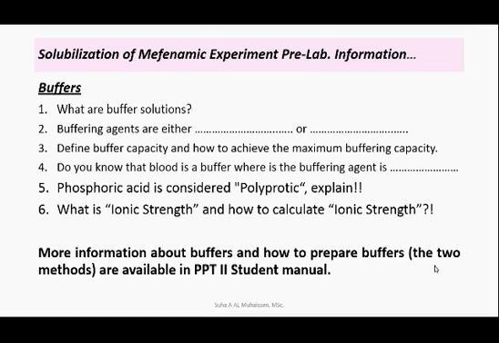As I said in the beginning, we will need to prepare buffer solutions. Buffer solutions are solutions that resist pH changes upon the addition of small increments of strong acids and strong bases, and these buffers are prepared using weak acids with their conjugate bases or weak bases with their conjugate acids. Buffer capacity is a quantitative measure of the resistance of a buffer solution to pH changes upon the addition of small increments of strong acids or strong bases.